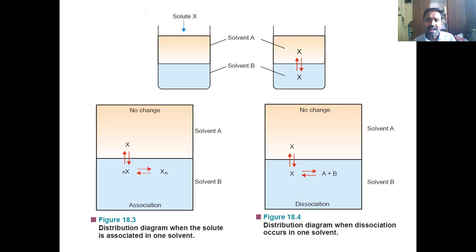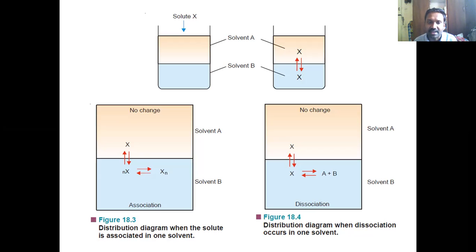Now, how do this association and dissociation affect the distribution coefficient? Because the phenomena of association and dissociation happen in a pure solvent also, not just in immiscible systems. Even if you take a single solvent, association and dissociation still happen. But when you take two immiscible liquids and then put in a solute, the simplest case is that the solute does not undergo association or dissociation in both the liquids. That is the case of the first figure. X is X in solvent A and solvent B.